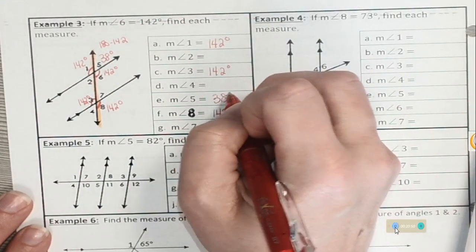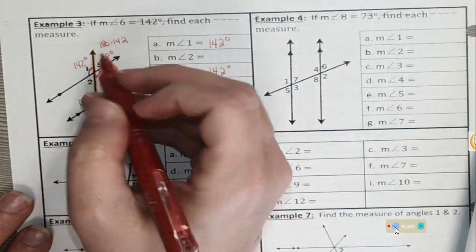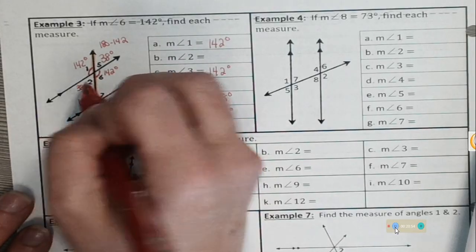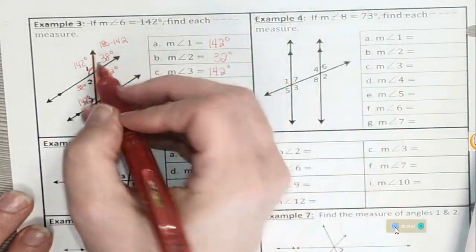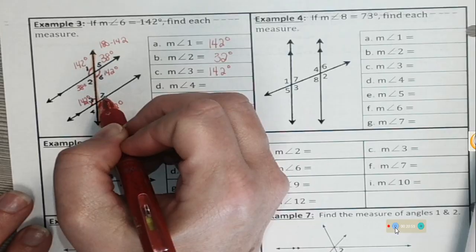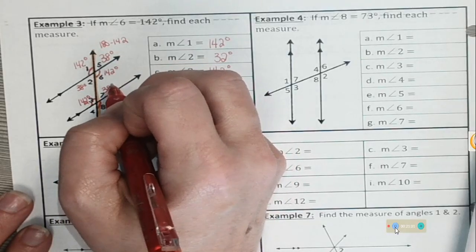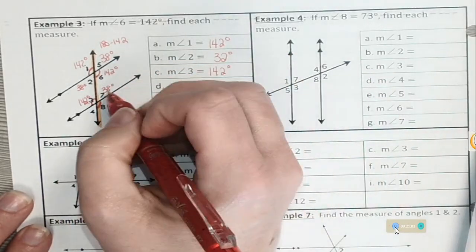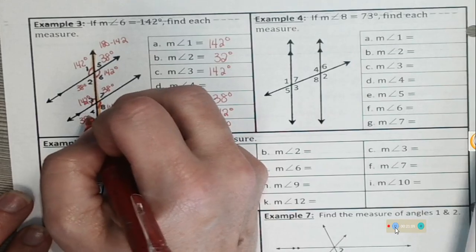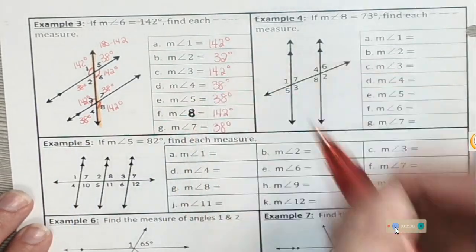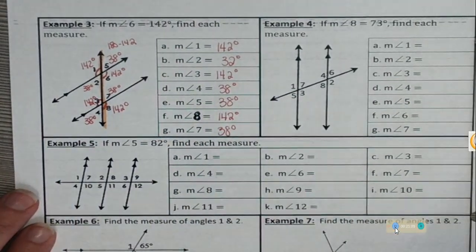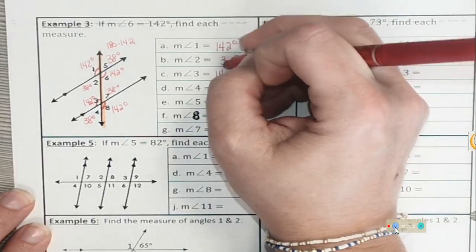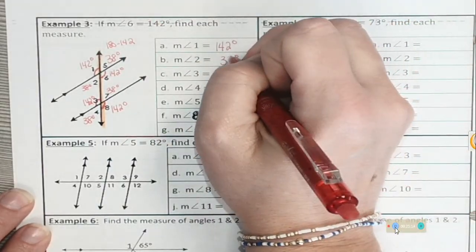So if angle 5 is 38 degrees, what is angle 2? 38 degrees. And if I zigzag to my alternate interior, 7 is 38 degrees. And its vertical angle of 4 is 38 degrees. I don't know why I wrote 32, because it's 38. I think I was looking at the 142. Thank you, friend.